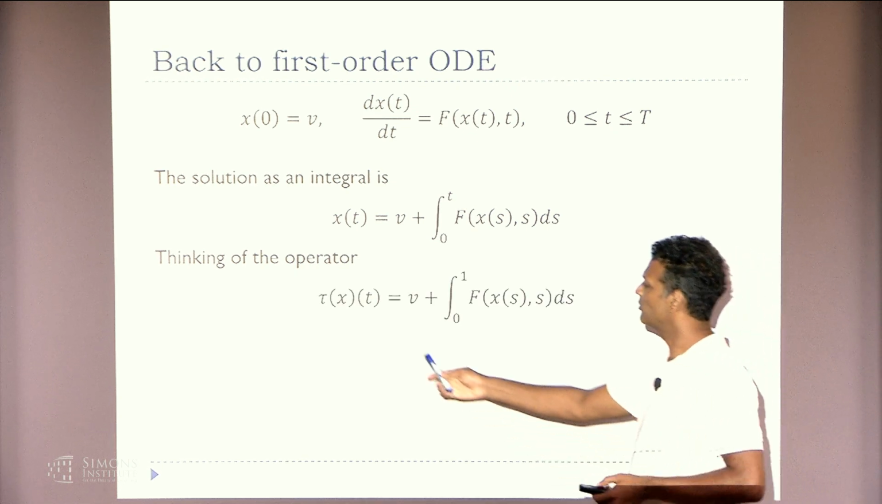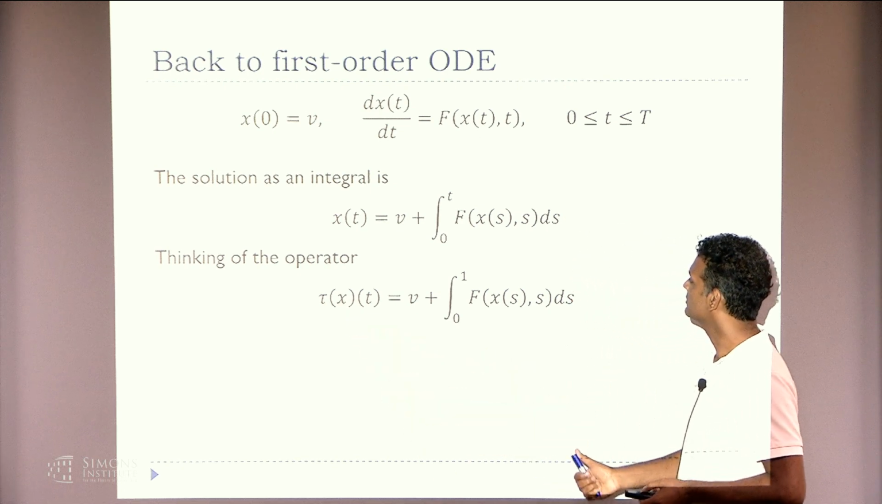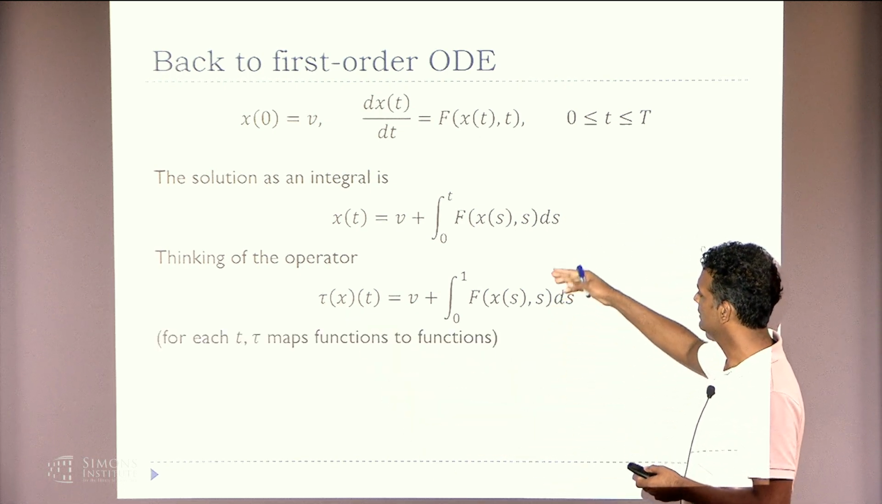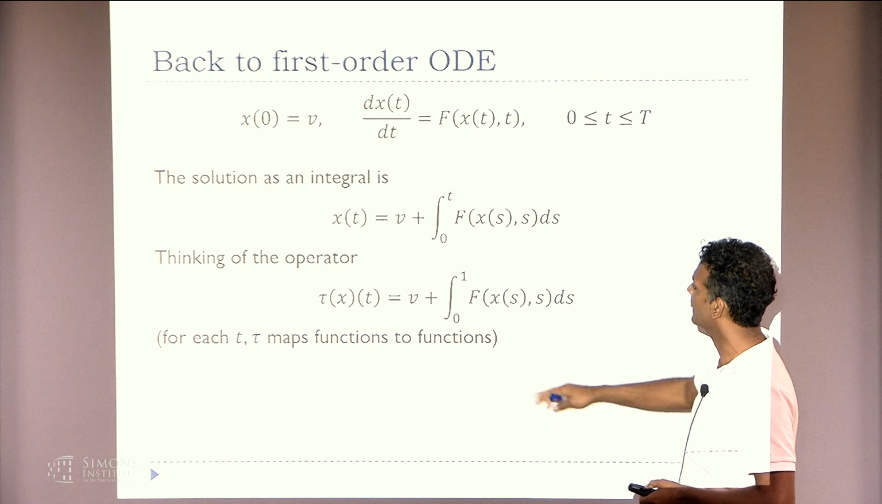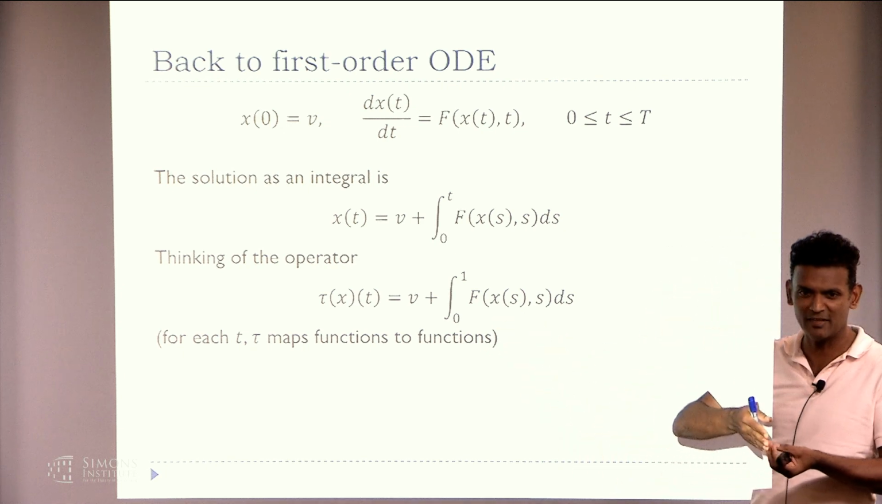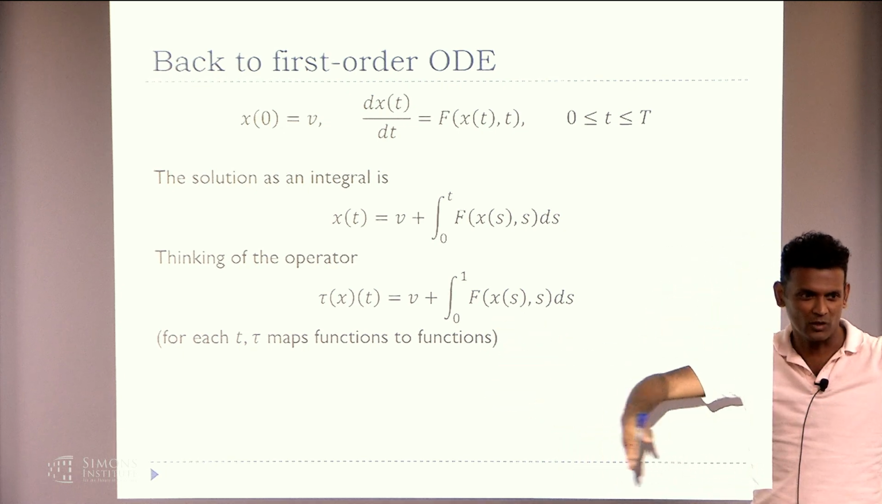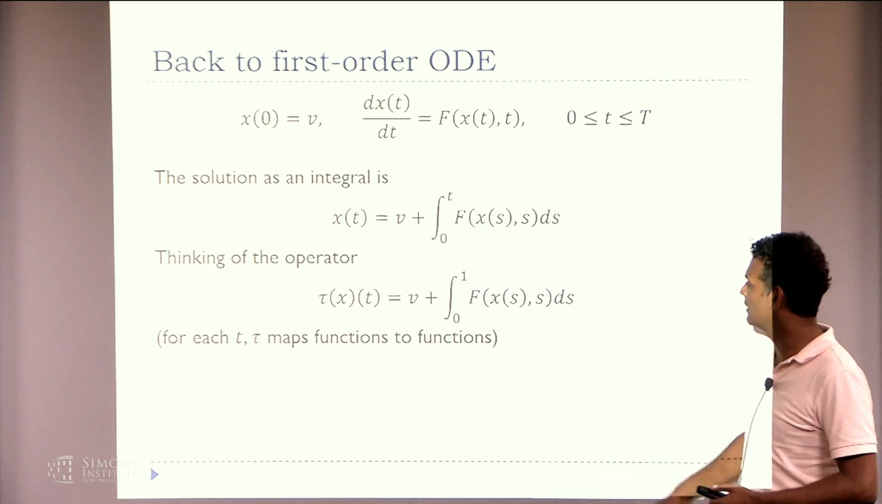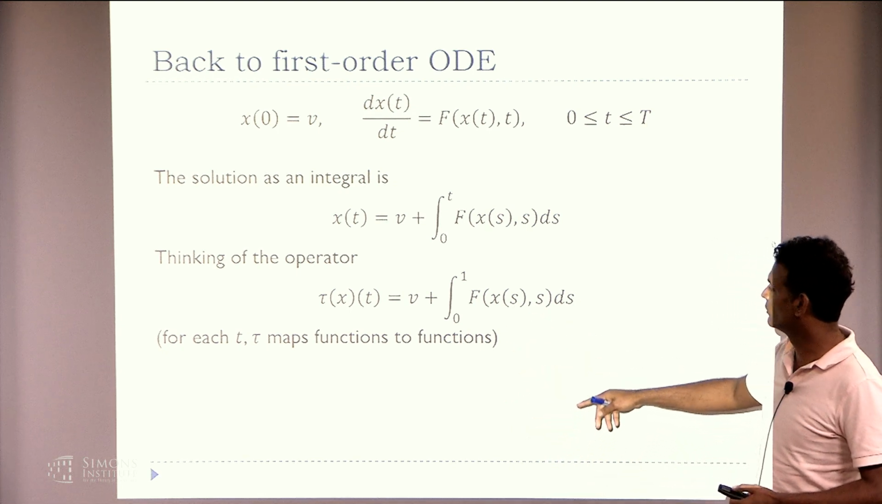So let's think of this operator tau, which is basically mapping these. Think of x itself as a function. At every time, x is a function. It's telling you what the values are, the high-dimensional values are.